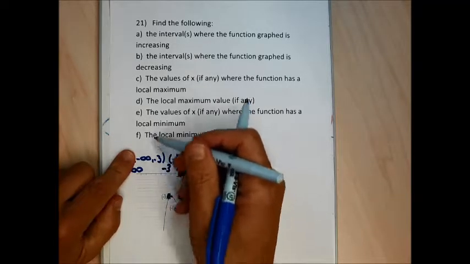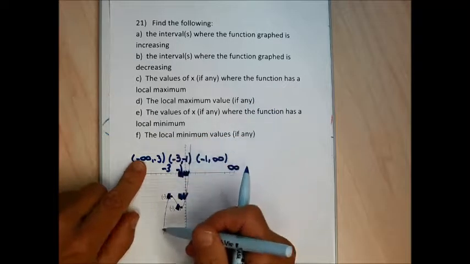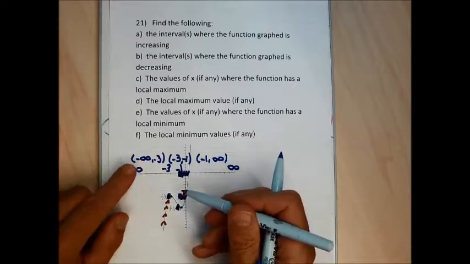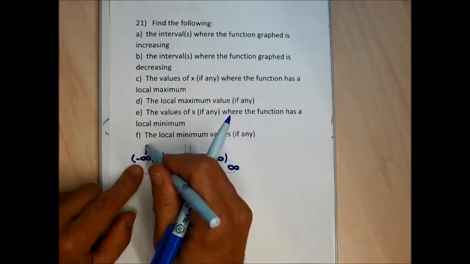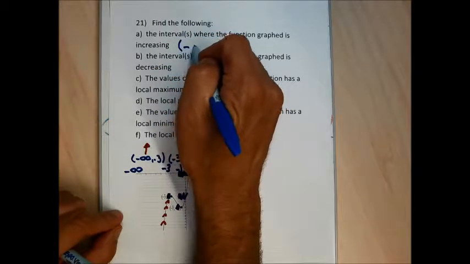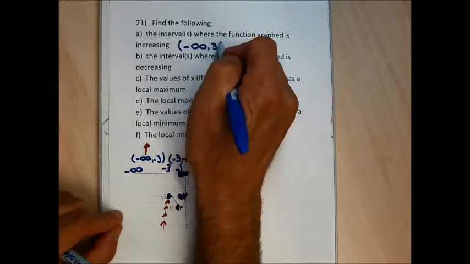The portion of the graph that corresponds to the first interval, as I move from left to right, the graph is getting higher. So in that interval, the graph is increasing. I'll put a little up arrow to represent increasing, and I'll put that in my answer to part A. That's an interval where the graph is increasing.